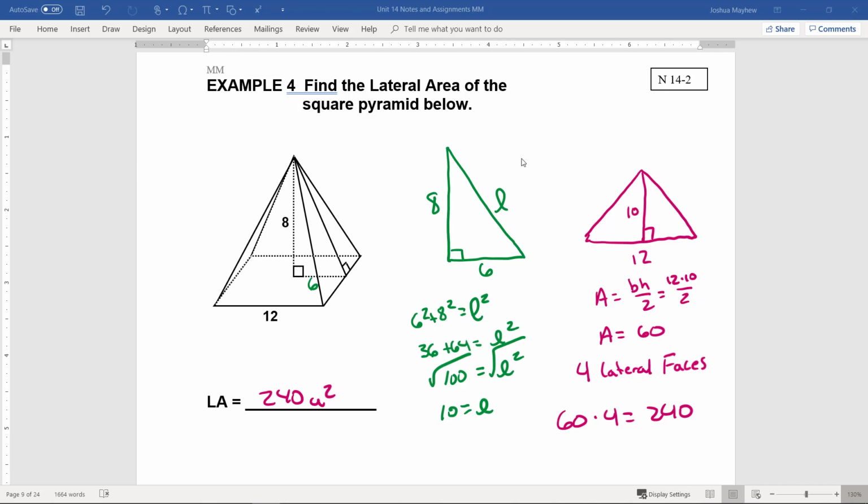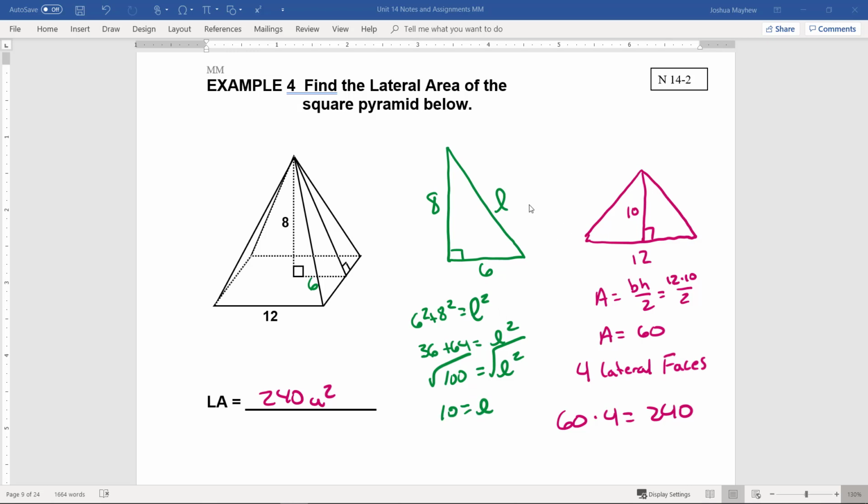Notice the first step was we needed the slant height of the lateral face. I know that this distance, half of the base edge, is 6. So I drew a right triangle where the height of the pyramid's 8, and the base of this triangle is 6, and then I could find the slant height using the Pythagorean theorem. The slant height is 10.